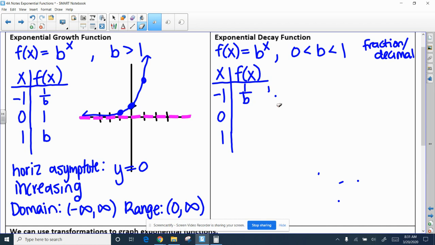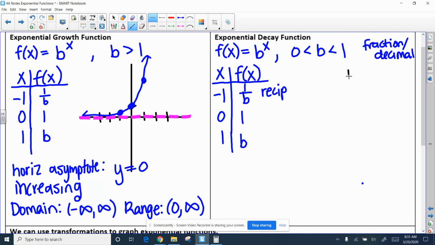Now, if we plug in a 0, we still have b to the 0 power, which is just 1. And if I plug in a 1, we have b to the 1 power, but this would be the fraction to the power. So this one is going to be the reciprocal because it's 1 over b. Okay, so that's something to keep in mind when we are graphing this one.